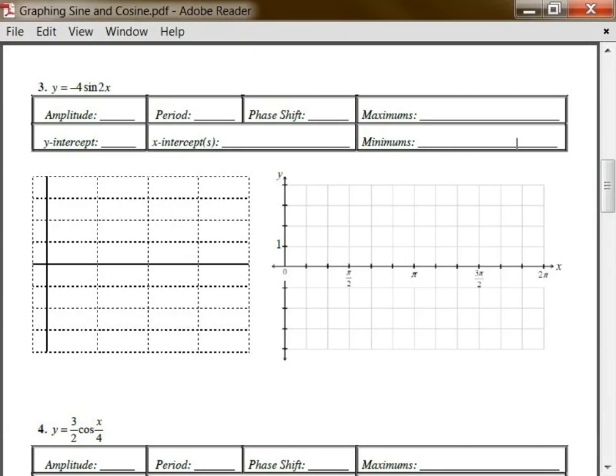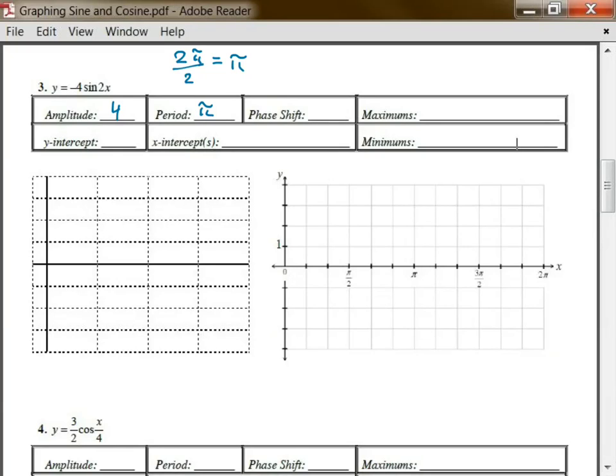Okay, let's switch the colors here. This time we have an amplitude change and a period change. When there's a B, there's a change in the period. And so the amplitude here is 4. The period is going to be 2 pi divided by b, and in this case the b is 2. Before the b's were just 1, so we wouldn't do this, and so our period is pi.